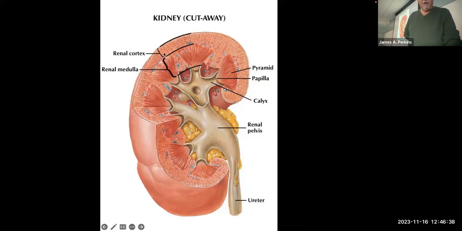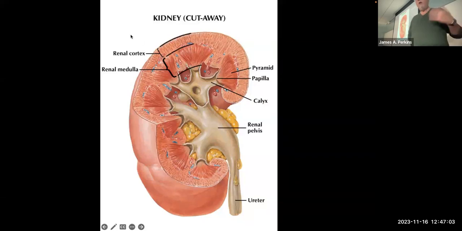First of all, there are two distinct layers to the kidney. There's an outer layer called the cortex, which really doesn't appear to have a whole lot of structure to it, just a rough, grainy texture. And then the deeper layer of the kidney is called the medulla. This is usually a thicker layer, and in the medulla you have structures called renal pyramids.